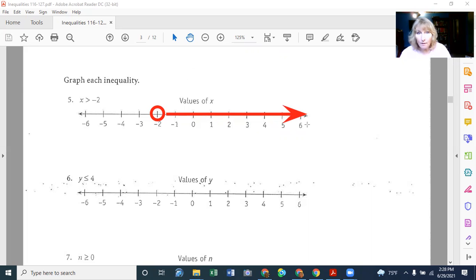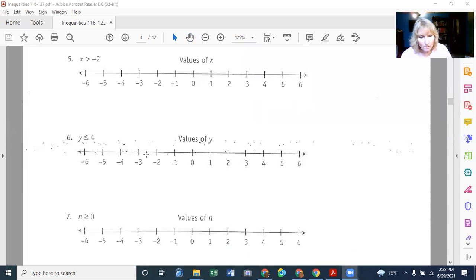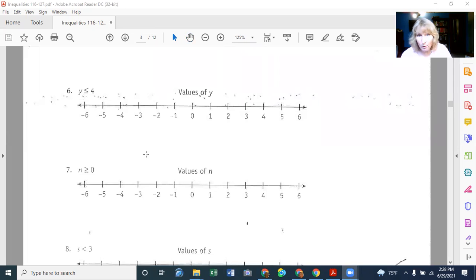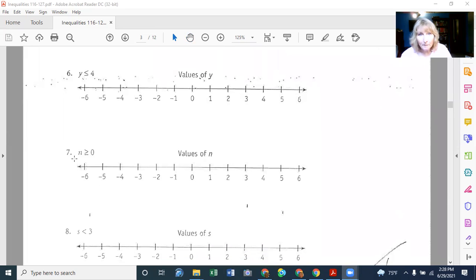Let's look at number 7 as the next one. Same page. Scroll down a little bit. So now we have n. Well, how would you say that? N what? N is greater than or equal to 0. So this time it says or equal to. So we're going to put a closed circle at 0. And then we have to have numbers greater than or equal to 0. So that's going to be to the right again. Yep. So we're going to go this way with our graph. So that's how you do that one.